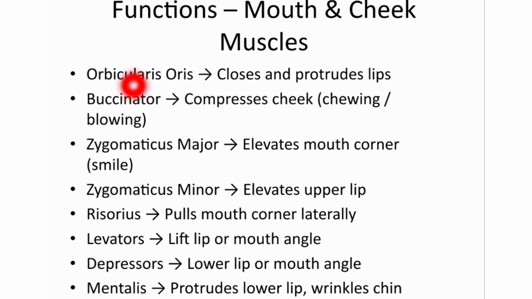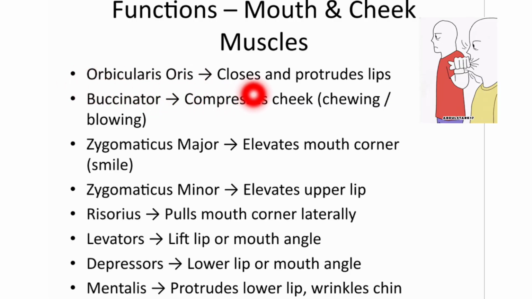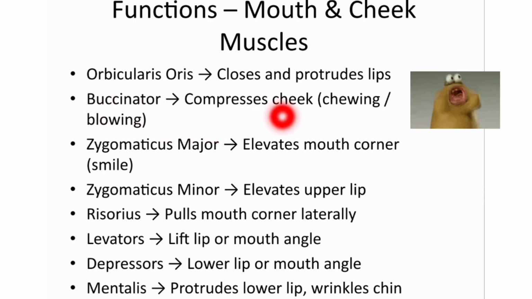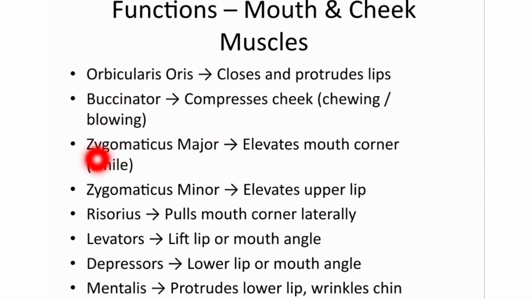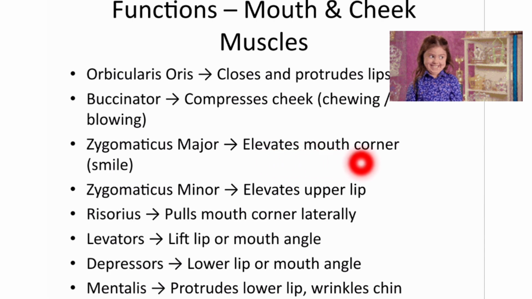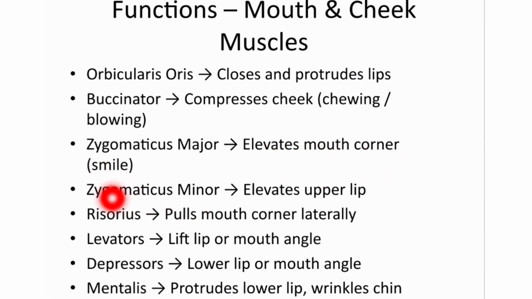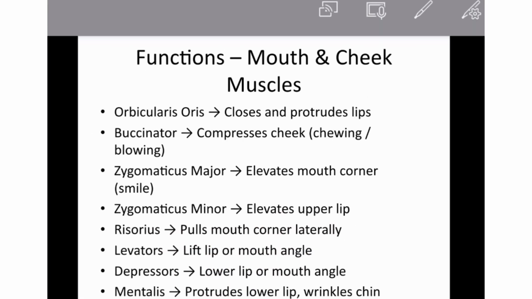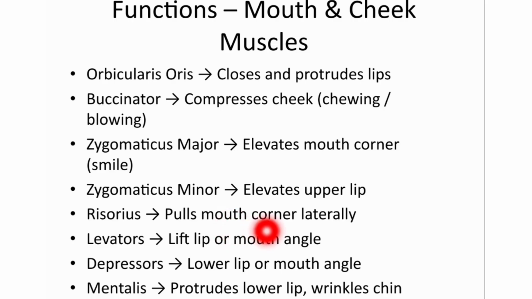Functions of the mouth and the cheek muscles: orbicularis oris closes and protrudes the lips. Buccinator compresses the cheek like chewing and blowing. Zygomaticus major elevates the mouth corner like smiling. Zygomaticus minor elevates the upper lip. Risorius pulls the mouth corner laterally, and levator lifts the lip or mouth angle. Depressor lowers the lower lip or mouth angle, and the mentalis protrudes the lower lip and wrinkles the chin.